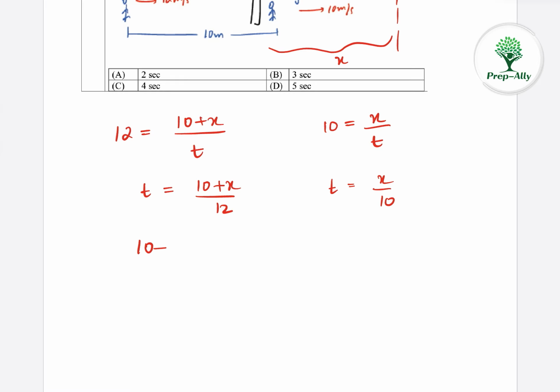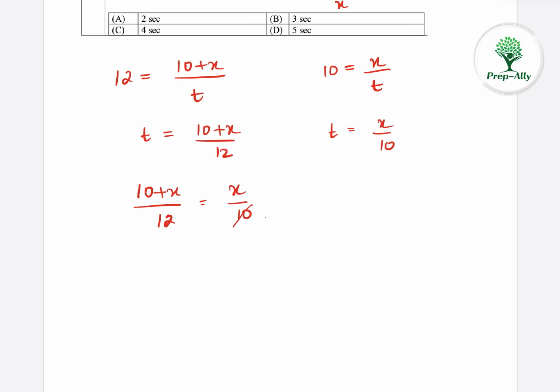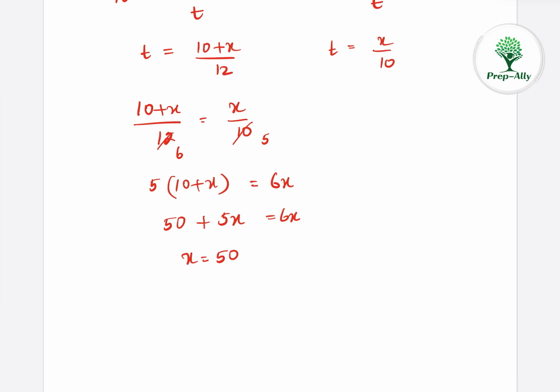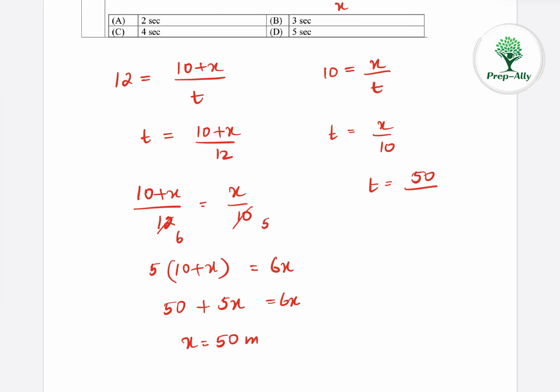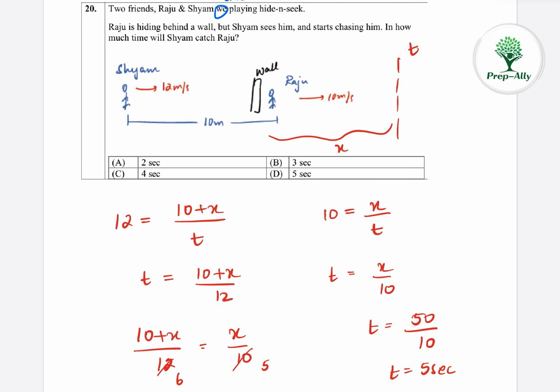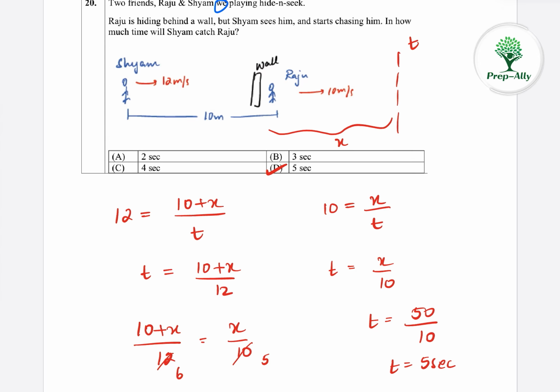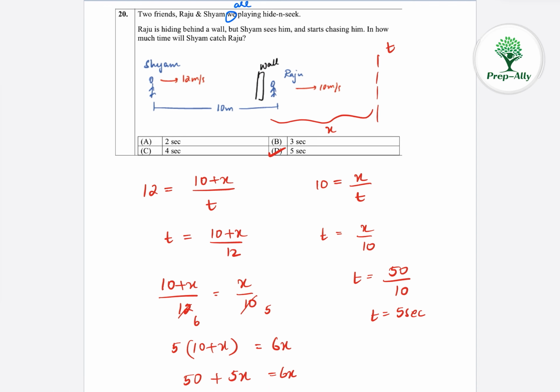So we can equate them now. 10 plus x by 12 equal to x by 10. So here this is going to cancel 5 times, 6 times. So we get here 5 into 10 plus x equal to 6x. So 50 plus 5x is 6x, or we get x equal to 50 meter. Now we want the time t. Time t is 50 by 10, 5 seconds. So in just 5 seconds, Sham will catch Raju as soon as he sees Raju. That's how we solve this problem. I hope it's clear.